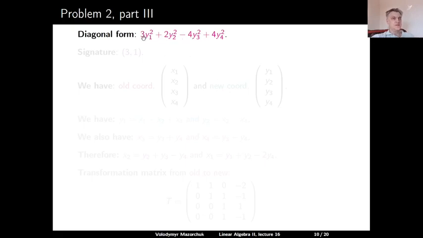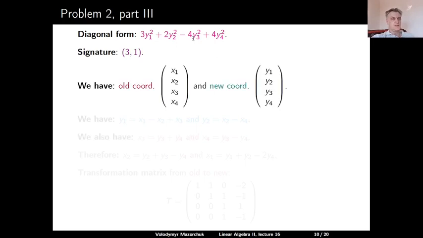And in this diagonal form, we see that this is a sum of 4 squares, and 3 coefficients are positive and 1 is negative. So the signature is 3, 1. And in order to determine the transformation matrix, recall that our old coordinates were x1, x2, x3, x4, and our new coordinates are y1, y2, y3, y4. And y1 is equal to x1 minus x2 plus x3, while y2 is equal to x2 minus x4. And from the hyperbolic change, we have x3 is equal to y3 plus y4, and x4 is equal to y3 minus y4.